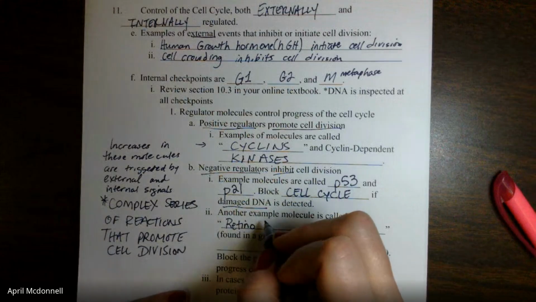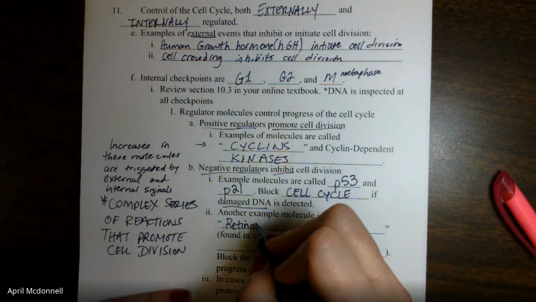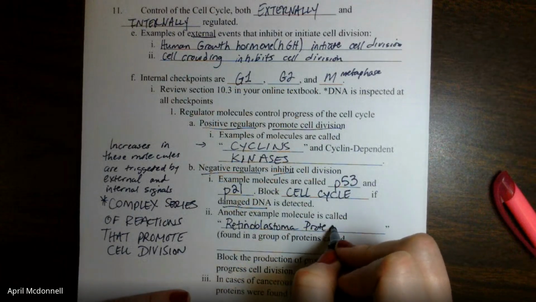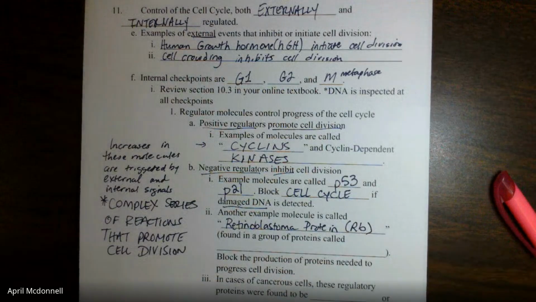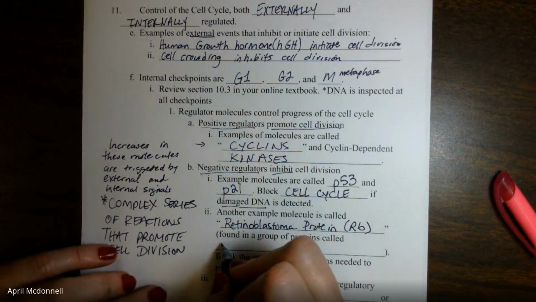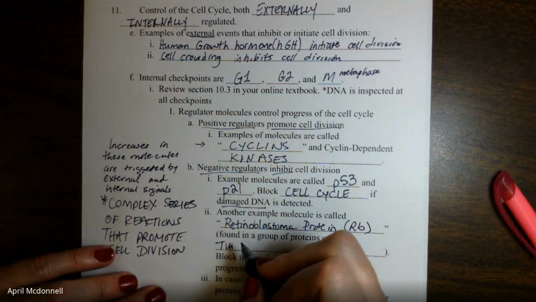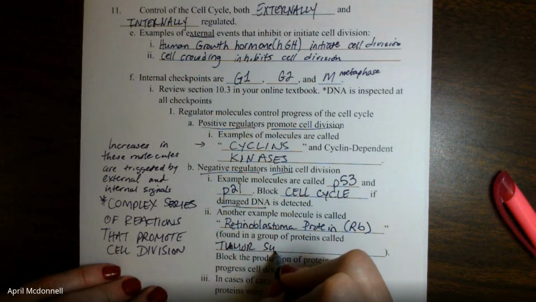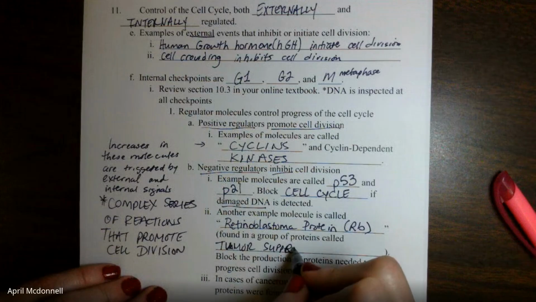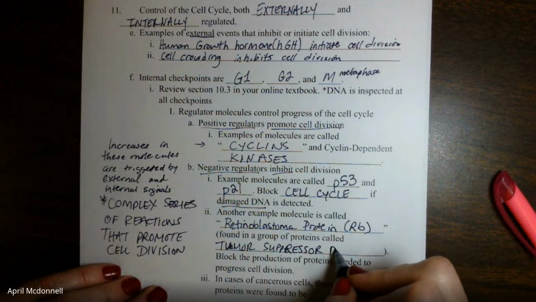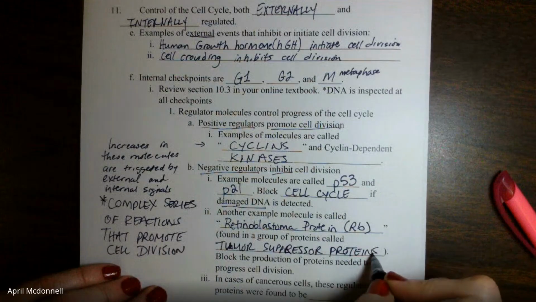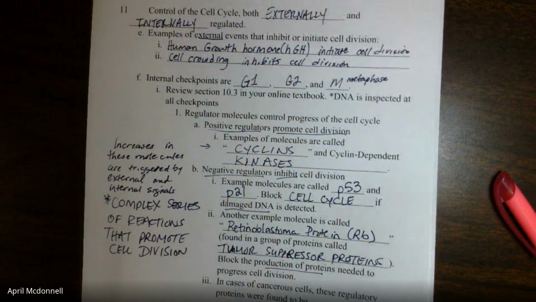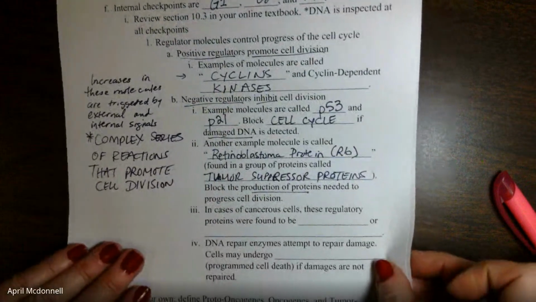Another example of a molecule that is a negative regulator has a really long name. It's called retinoblastoma protein. It's abbreviated Rb, and it's found in a group of molecules called tumor suppressor proteins. Ultimately, they're going to block molecules that are needed to progress cell division.